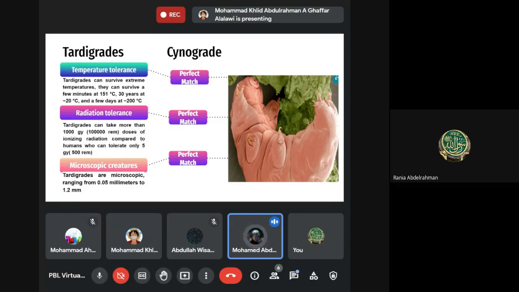And finally, microscopic creatures. As you know, microscopic creatures have great adaptability. They can adapt very fast to different conditions, and because of that, we decided to make our alien a microscopic creature. And we were lucky to discover that tardigrades are also microscopic creatures. Their size ranges from 0.05 millimeters to 1.2 millimeters.